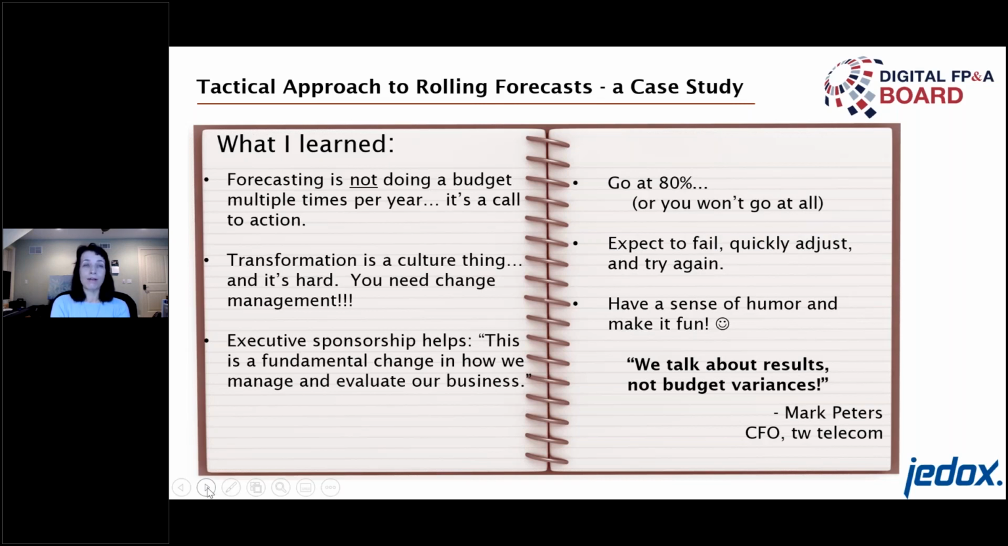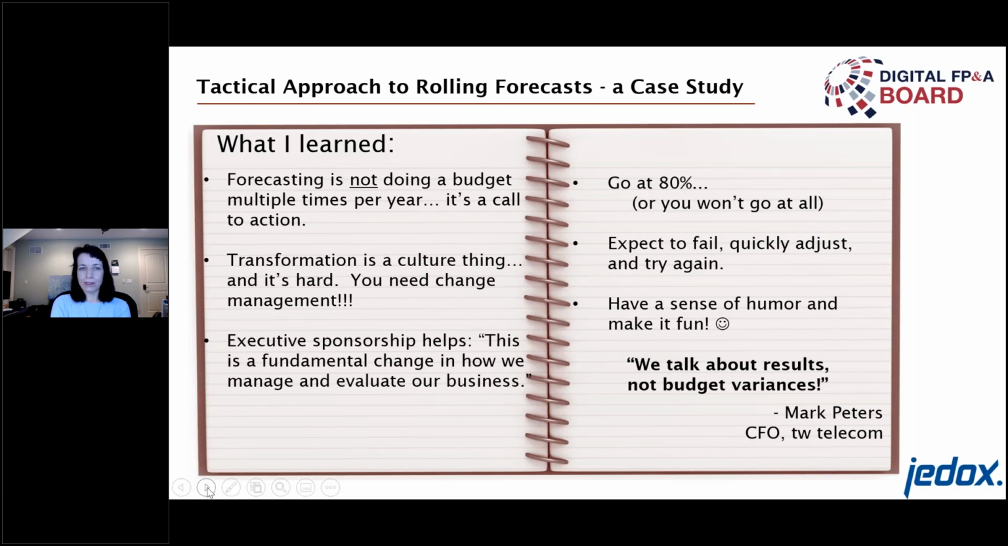I was fortunate that our leadership team was very foresightful, and they actually embraced the statement that I quoted here about how doing rolling forecast is a fundamental change in how we manage and evaluate our business. They rallied around that and supported this initiative, which made it not just a finance thing, it became a corporate initiative at that point.